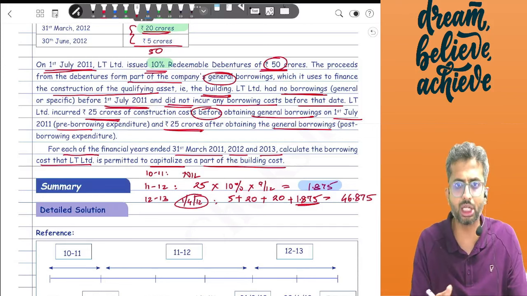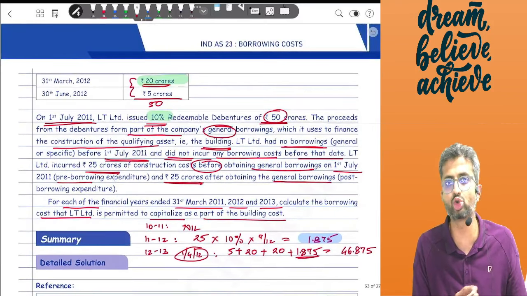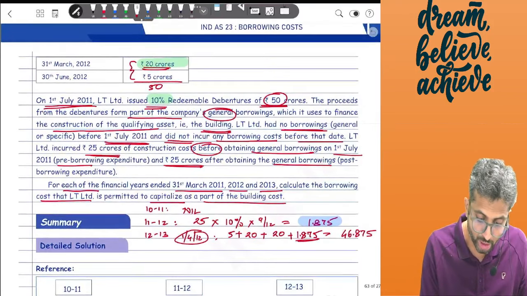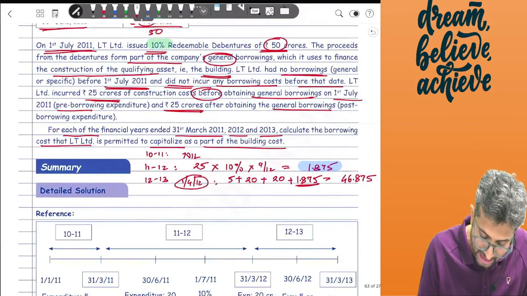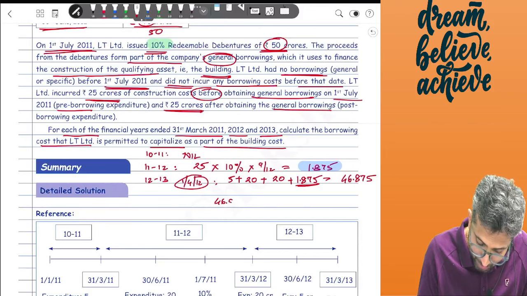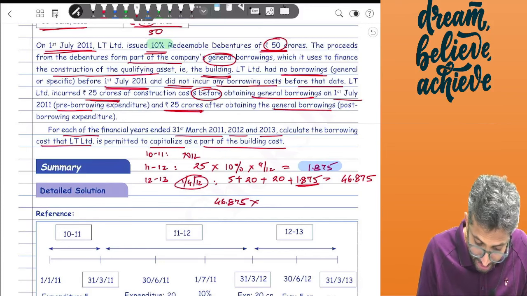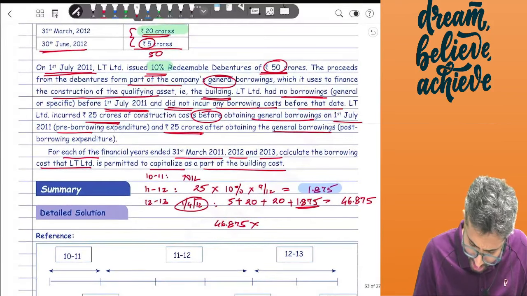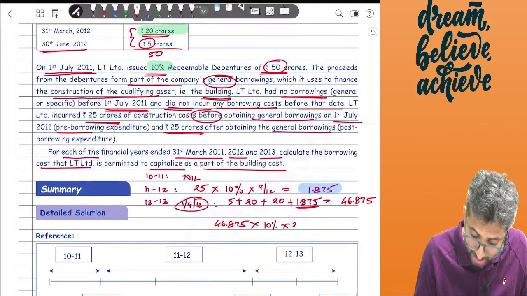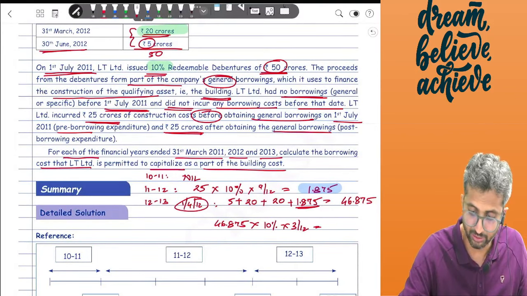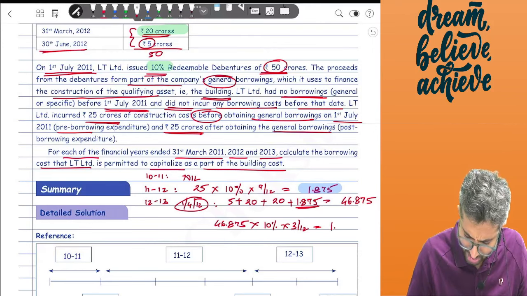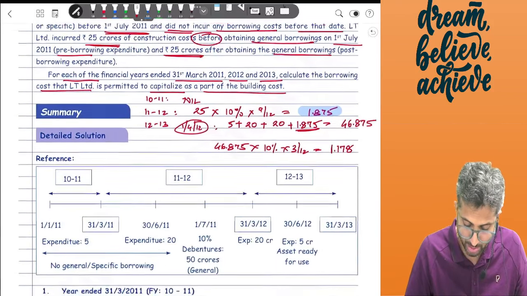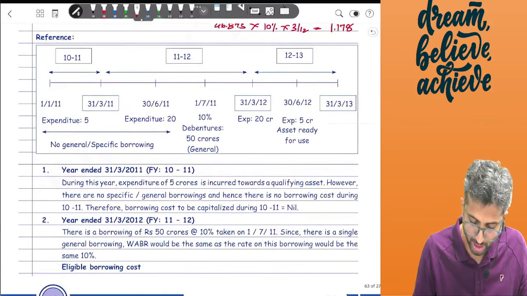Now this will continue for the next 3 months, that is till 30th June when it gets ready for use. On 30th June you are again spending 5 crores, but this is the last day, the asset is ready for use, and hence the borrowing cost to be capitalized would be 46.875 into, let us say, 10% into 3 by 12, which comes to I think 1.178 or something, and this will be the borrowing cost that we are going to capitalize.